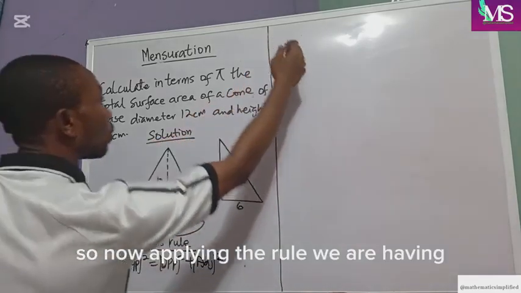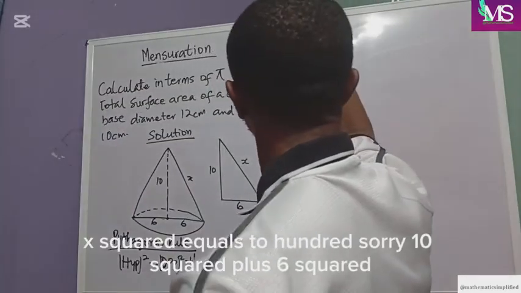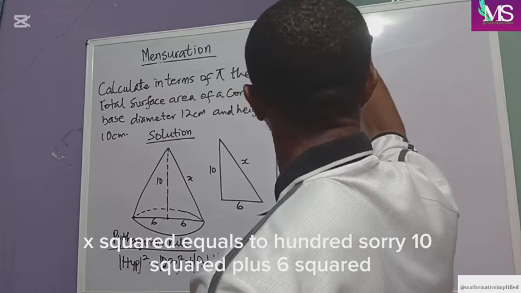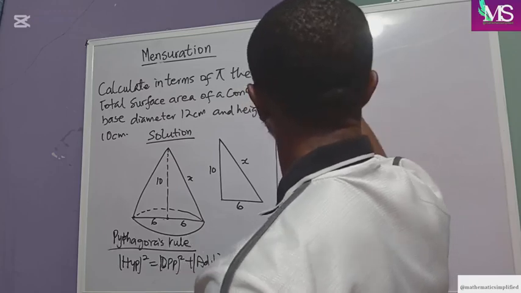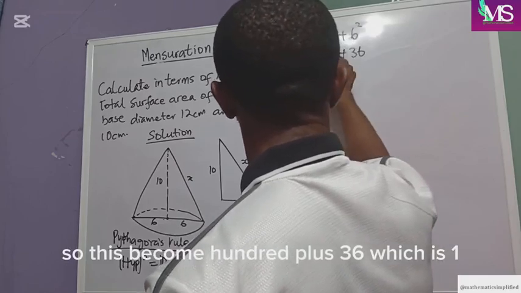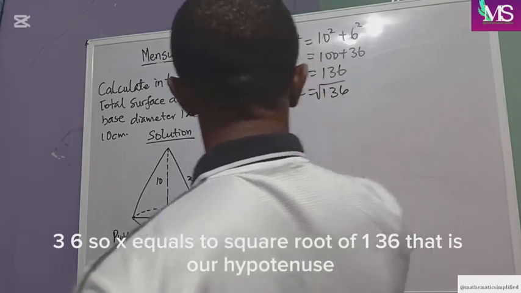So now, applying that rule, we have x squared equals 10 squared plus 6 squared. So this will become 100 plus 36, which is 136. So x equals the square root of 136.